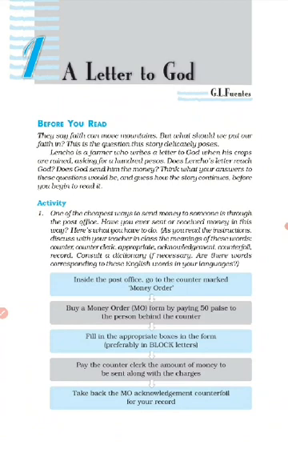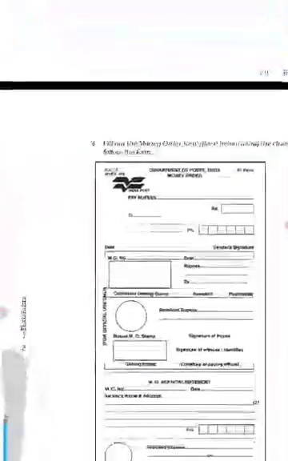Buy a money order form by paying 50 paisa to the person behind the counter, and fill the appropriate boxes in the form, that is in block letters. Pay the counter clerk the amount of money to be sent along with the charges, and take back the money order acknowledgement, counterfoil for your record. That is the receipt you will get from the counter.